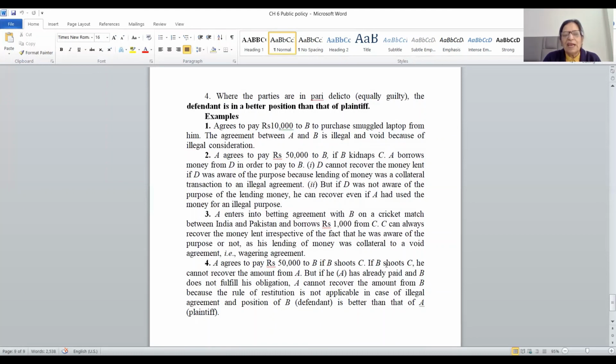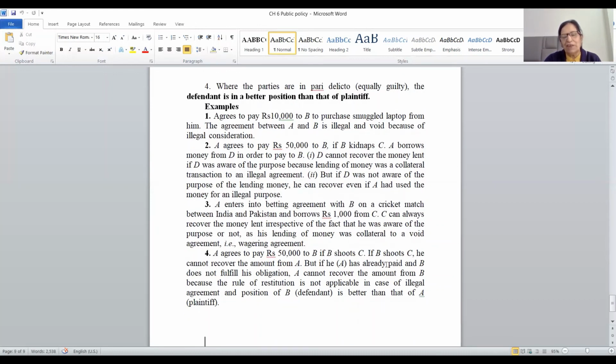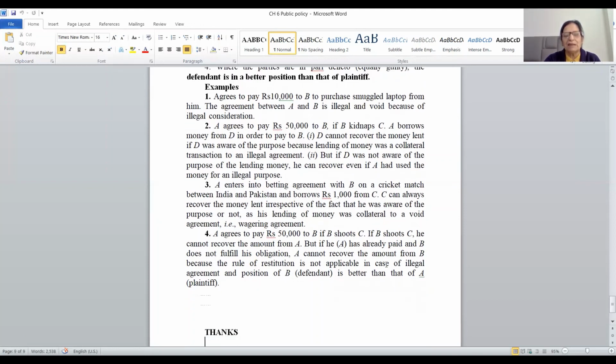The fourth is A agrees to pay rupees 50,000 to B if B shoots C person. If B shoots C, he cannot recover the money from A because purpose is illegal. But if A has already paid the money and B does not fulfill his obligation, then A cannot recover this money from B because the rule of restitution is not applicable in case of illegal agreement. So position of defendant B has got the benefit here. He has not committed the shoot of C person, but he has got the benefit. His position is always better than that of plaintiff, that is A person.